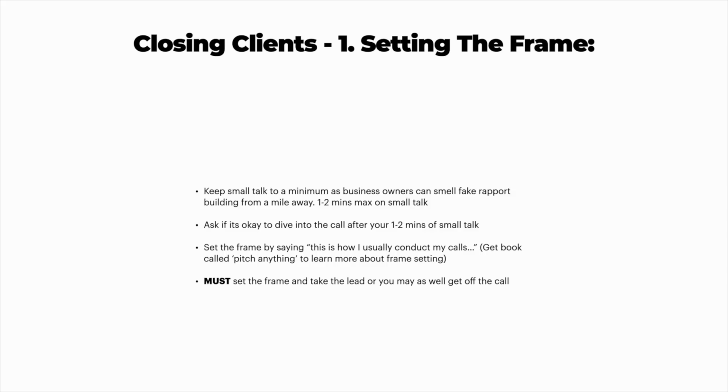So let's jump into part 1 of the script, which is setting the frame. When you jump on a call with a business owner, you're going to keep your small talk to a minimum, as business owners can smell fake rapport building skills from a mile away. So spend 1 to 2 minutes max on small talk. You're just going to ask them stuff like, where are you calling from? How's everything over there? How's the COVID thing? How are you enjoying your day?